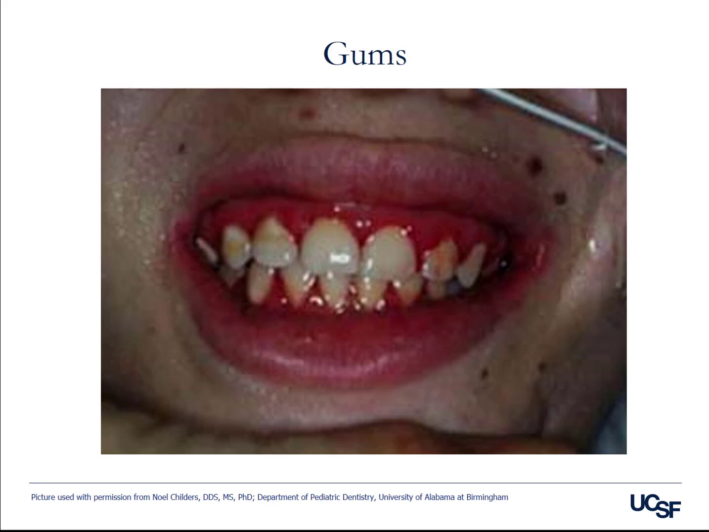Now, if gingivitis goes untreated, it can get worse, and it can progress into bony involvement and result in periodontitis. Then, with a severe periodontitis, it can lead to tooth loss.